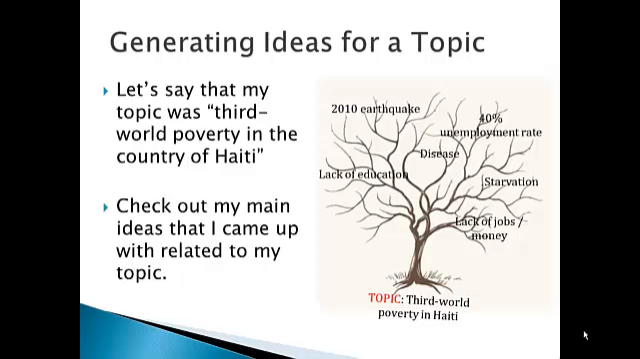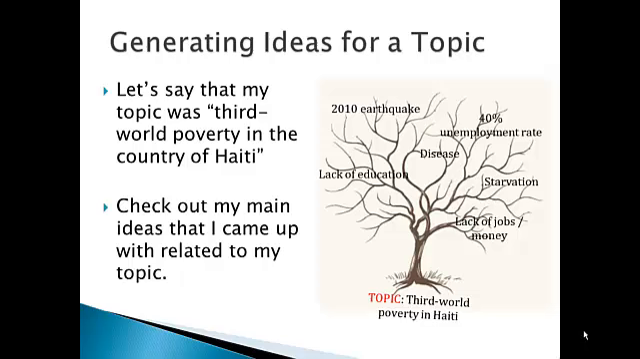So first, I know my topic. My topic is third world poverty in Haiti. And I've already done some research on it, so I need to brainstorm. I need to generate ideas. I like the branching technique because it's very illustrative again. These are some pieces from my research that I was able to come up with. All right, so third world poverty: there's a lack of education, disease, starvation, lack of money and jobs, unemployment rate, as well as some of that poverty in Haiti being related to the 2010 earthquake.